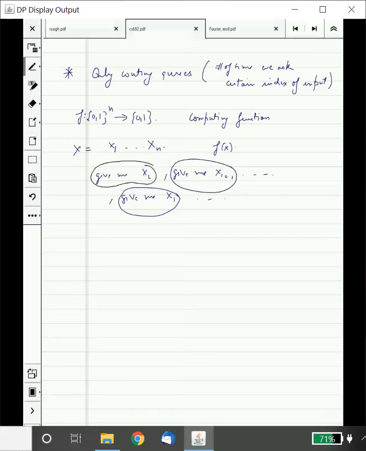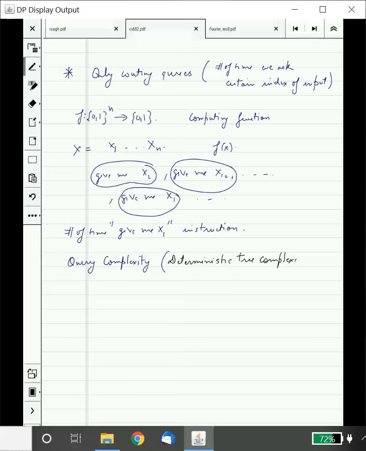The number of times we have this "give me xi" kind of instruction will be the cost of the algorithm, and our only task is to minimize the number of times we ask this. That is called the classical query complexity. We also call it deterministic tree complexity. If you are familiar with it, good; if you are not, it's not a cause for worry. This was classical query complexity.